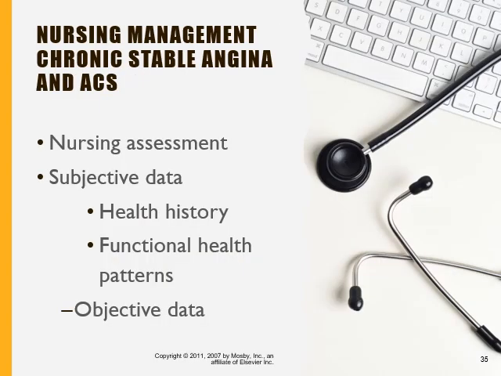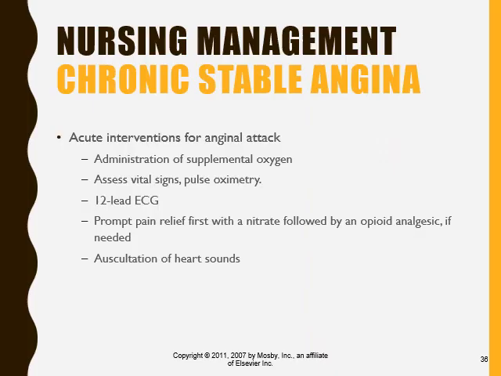Here are some things for nursing assessment. You already know subjective versus objective data. And for chronic stable, so we're going to go backwards to chronic stable, here are some interventions. Give oxygen if it's ordered. Make sure you're staying on top of the vital signs, the pulse ox, do an EKG. If they're having angina, they will be on some sort of monitoring device for the heart. And document when pain relief occurs.